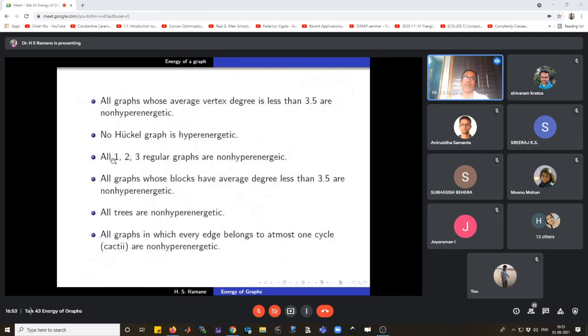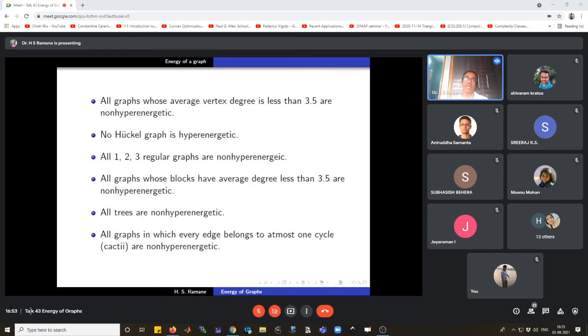All regular graphs with regularity 1 to 3 are non-hyperenergetic. All graphs whose blocks have average degree less than 3.5 are also non-hyperenergetic. All trees are non-hyperenergetic. All graphs in which every edge belongs to at most one cycle, that is cacti, are also non-hyperenergetic. So m is less than 2n minus 2, we can say.